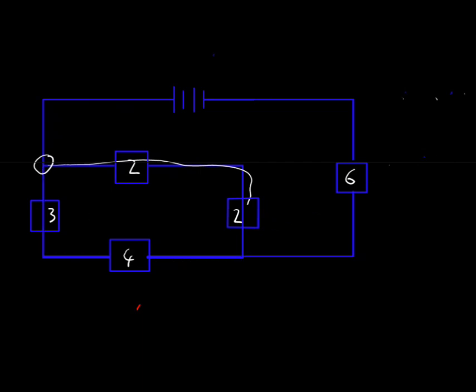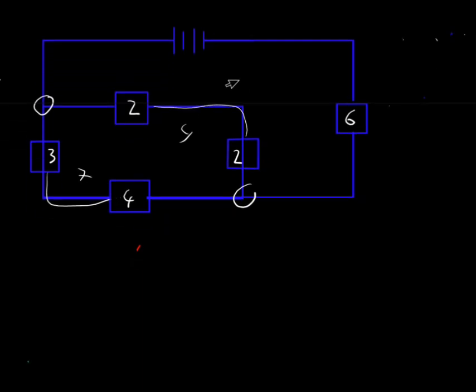Notice that we've got the splitting point here, and we've got a joining point here, right? So this is one path, literally one path. And this is one path as well, right? So the combination of this is parallel to the combination of this, literally. So what you have to do is add this in series first. So 2 plus 2 is 4, and 3 plus 4 is 7.